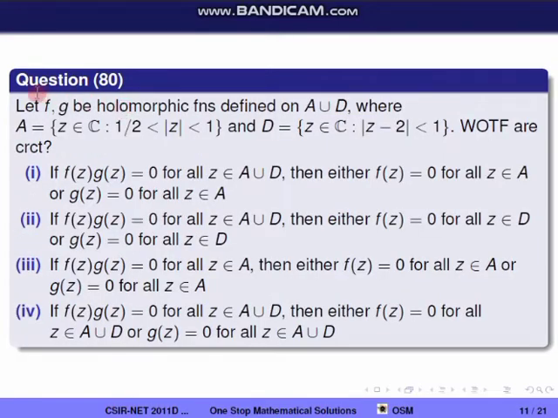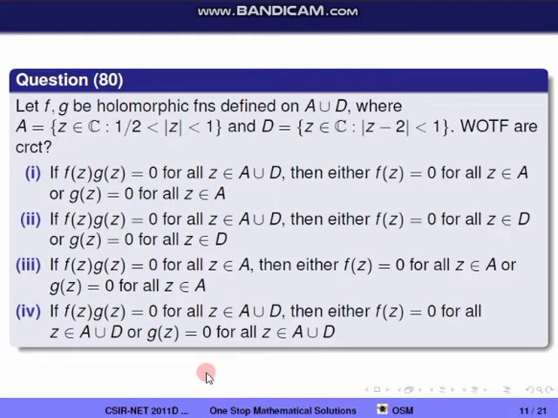Next question, question 80. Let f and g be holomorphic functions defined on A union D, where A is equal to the set of all z in C such that 1 by 2 is less than mod z less than 1, and D is equal to the set of all z in C such that mod z minus 2 is less than 1. Which of the following are correct? So we have been given two holomorphic functions which are defined on this union. Then we have to find which of the following are correct.